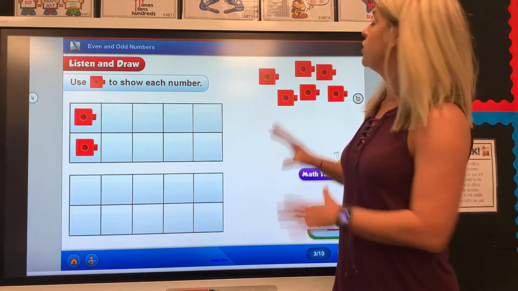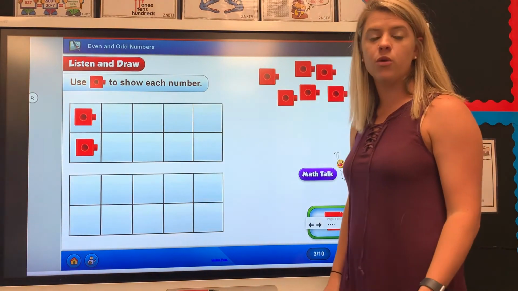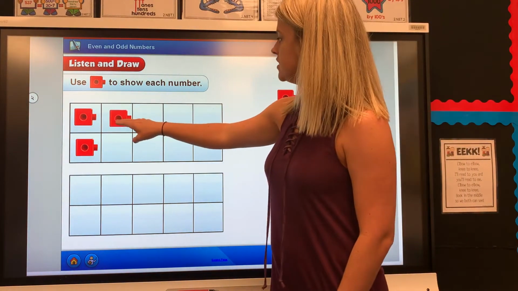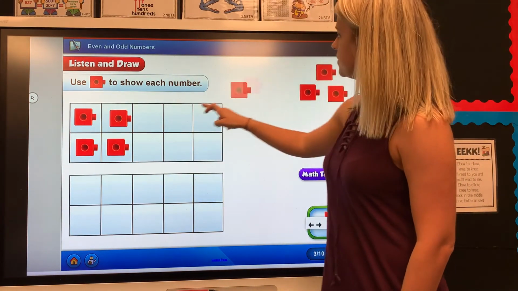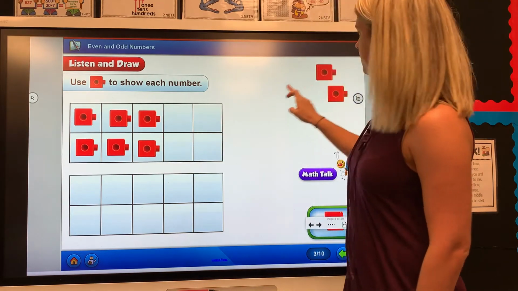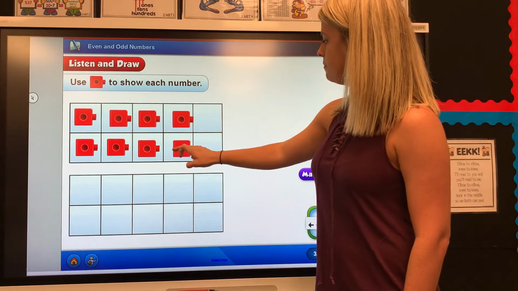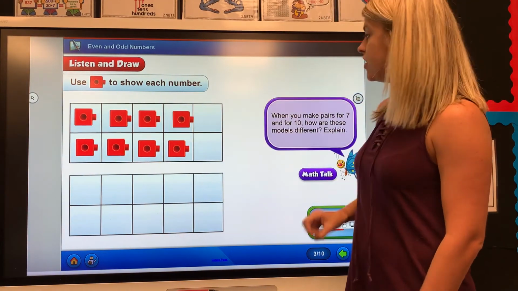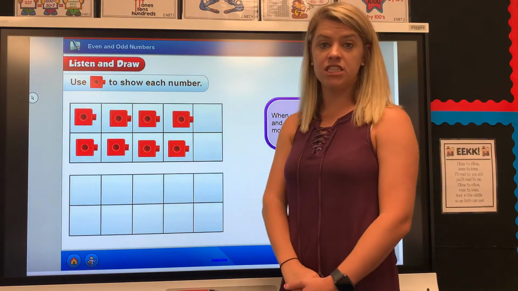Let's see if we can arrange all 8 cubes into pairs. You keep going on your page with your linking cubes, and I'll keep going on mine. Top row, bottom row. Top row, bottom row. Top row, bottom row. All right, so we have 8 linking cubes on our ten frame.